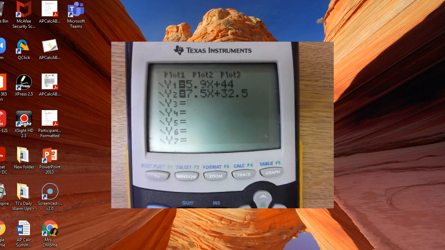Is everybody okay with entering equations on their graphing calculators? I know a couple of you missed on Friday.